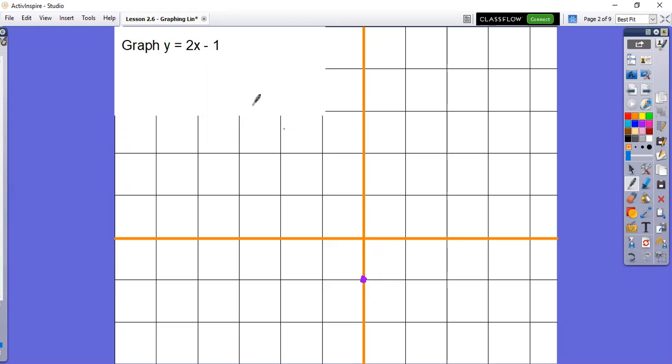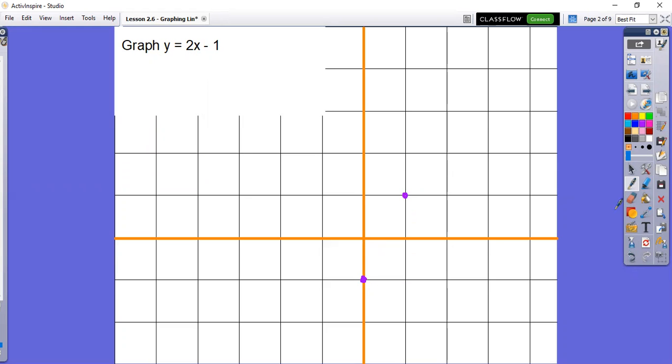What I want to do from there is I know that this is the slope, so I want to use the definition of the slope to help me figure out another point on the graph. Remember, the definition of the slope is that each time the input increases by 1, the output increases by whatever the value of the slope is. In this case, each time the input increases by 1, the output should increase by 2. So I should have another point here.